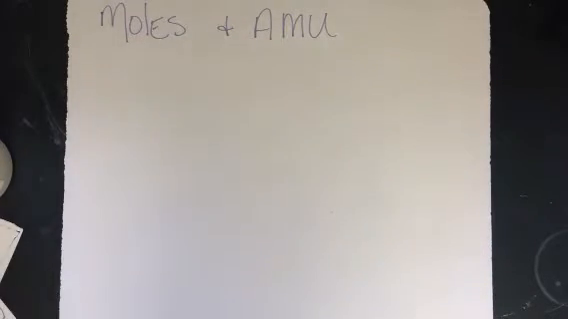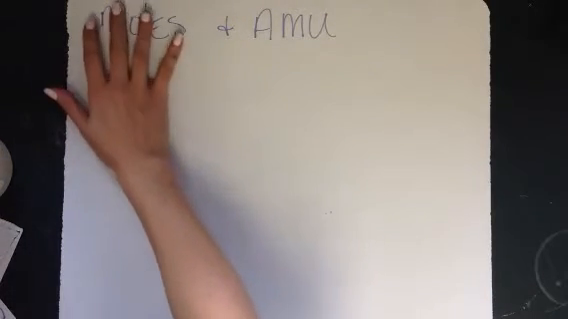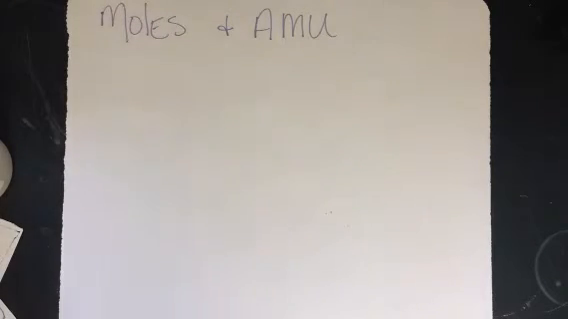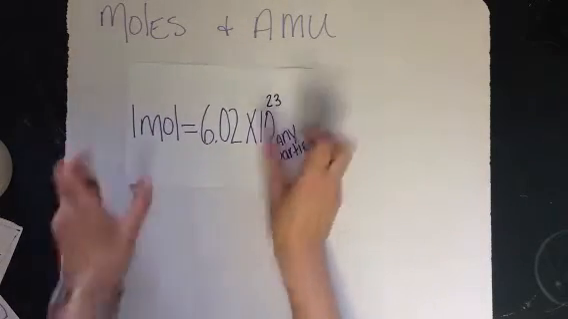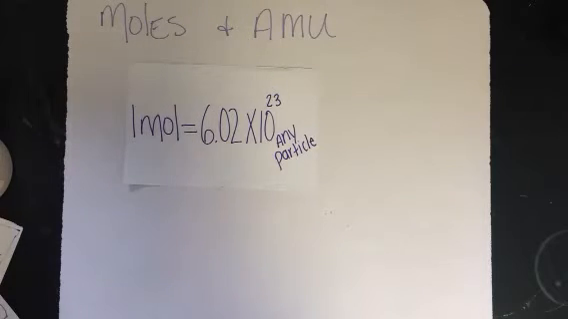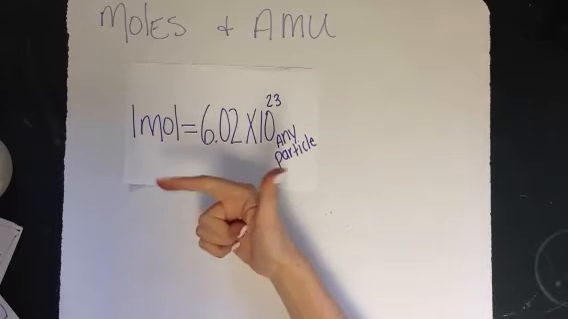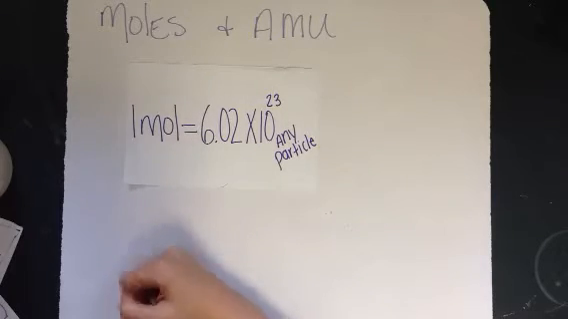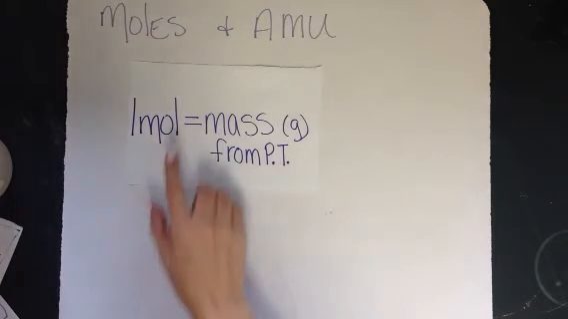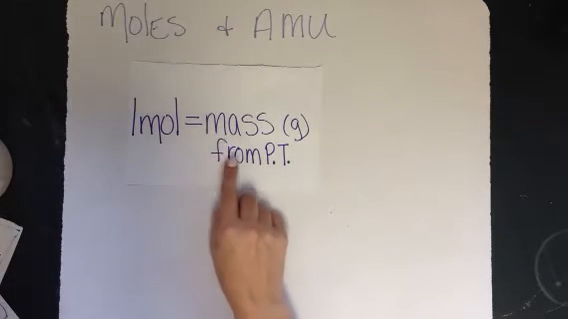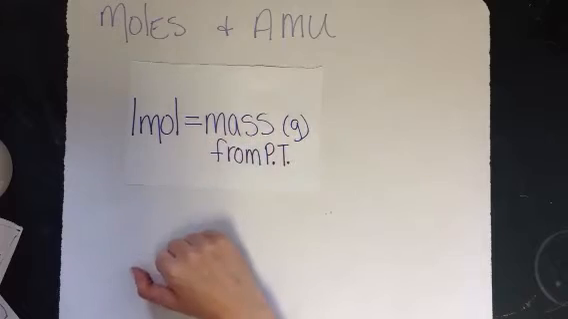In this video, we're going to figure out how to connect moles and mass together. So we already know a relationship about moles. So let's just review our old relationship, and that is 1 mole is equal to 6.02 times 10 to the 23rd of any particle. And remember, in chemistry, our particles are atoms, molecules, and formula units. Okay, well, we have a new relationship, and that is also 1 mole is equal to the mass from the periodic table of any atom you want to talk about.